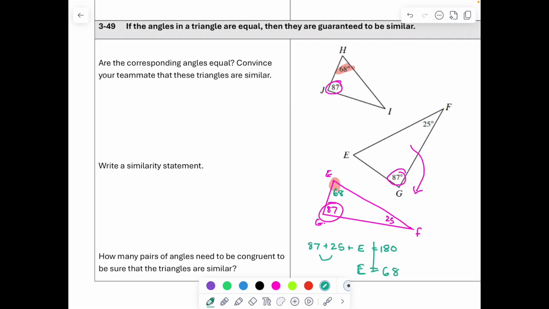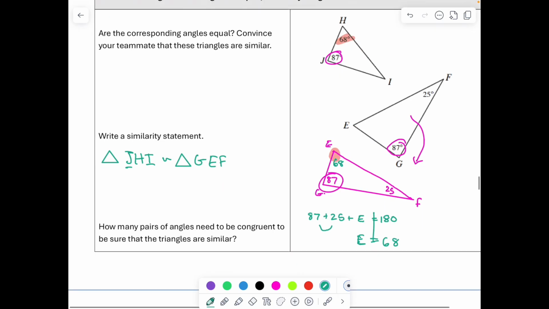So we could write a similarity statement. So we could say triangle JHI is similar to triangle, and now we have to make sure we match the angles. So the angle that matches with angle J, the 87, is G. And then next up, H, we just found that this was angle E, and then finally F.